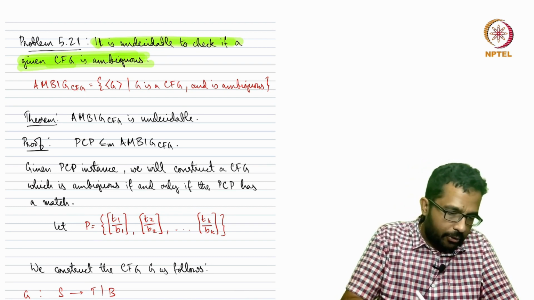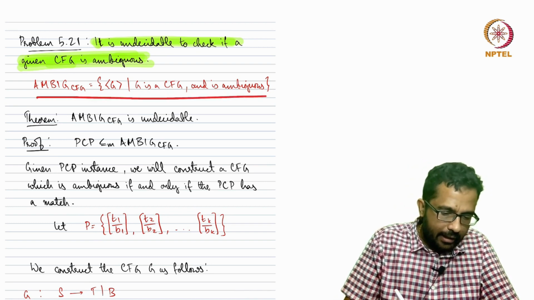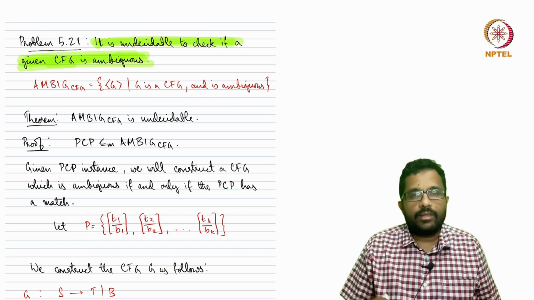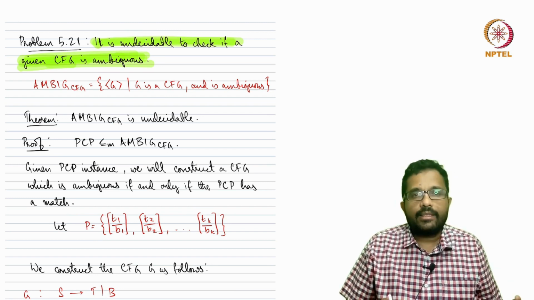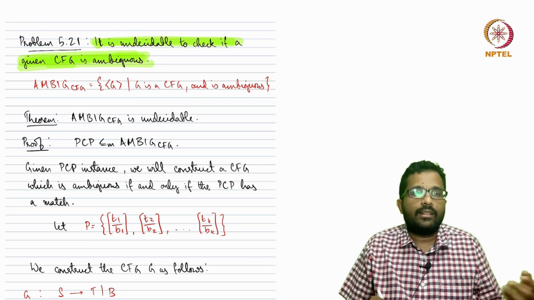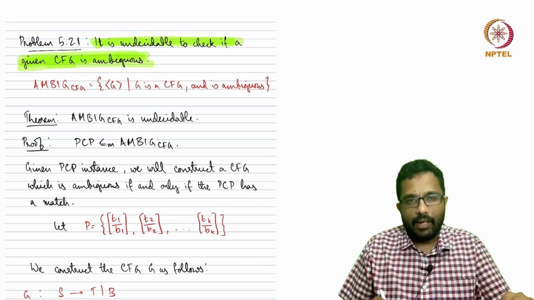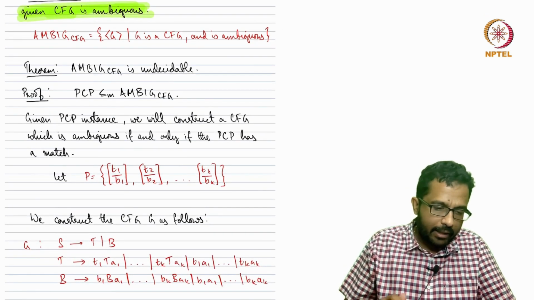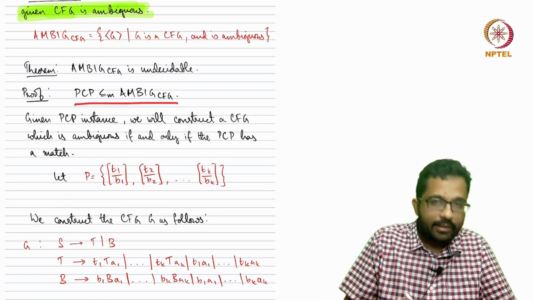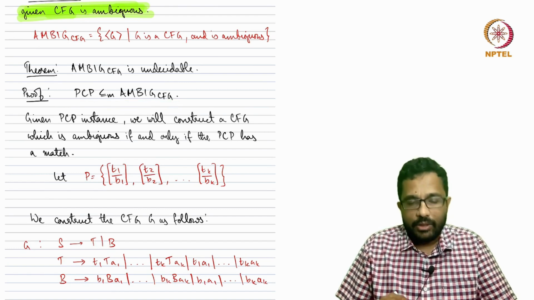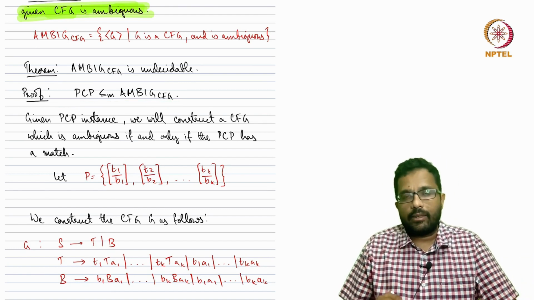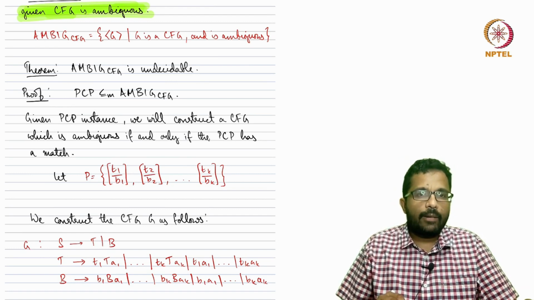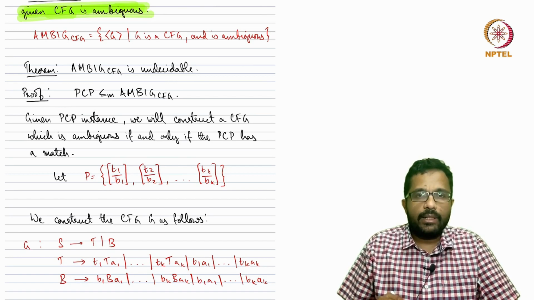We can also write it as a language, AMBIG CFG, the language of all the ambiguous CFGs. This is an undecidable language, meaning given a grammar, it's undecidable to determine whether the grammar belongs to this class. The proof is by a reduction from PCP. Given a PCP instance, we'll build a context-free grammar such that the grammar is ambiguous if and only if the PCP instance has a match.